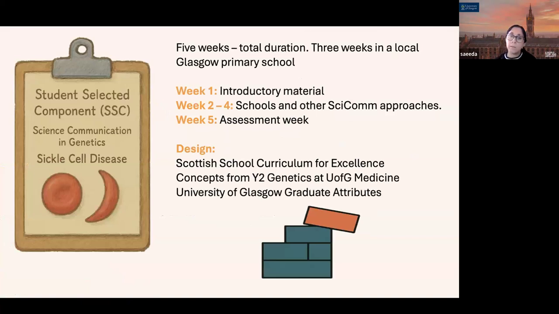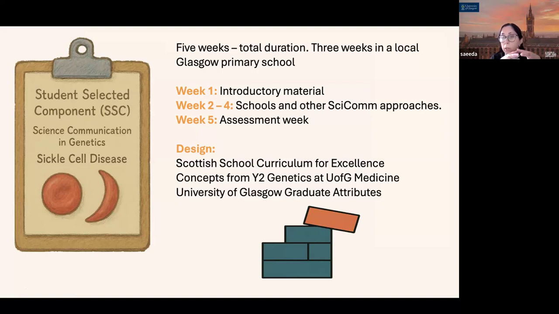As part of the medical school curriculum, students can choose a module that aligns with their interests. This is called the student selected component. This SSC was selected by 6 medical students, and it focused on teaching genetics using the active learning approaches which are used in science communication. It ran over 5 weeks, with 3 of those weeks spent in a local primary school. Week 1 was the introductory week for the medical students, where the core genetics concepts were reviewed. They also attended an in-depth lecture on sickle cell disease and explored its cultural and societal impact, using Nigeria as a case study.